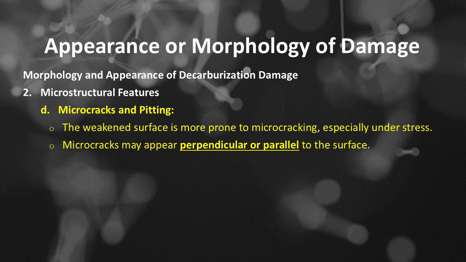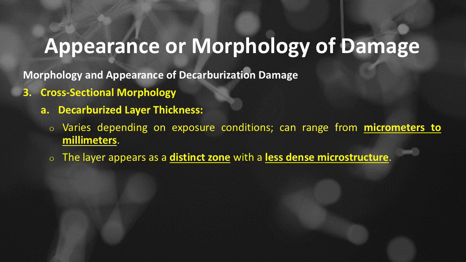Number D of microstructural features is microcracks and pitting. The weakened surface is more prone to microcracking, especially under stress. Microcracks may appear perpendicular or parallel to the surface. Number 3 of the morphology and appearance of decarburization damage is cross-sectional morphology. Number A, decarburized layer thickness, varies depending on exposure conditions, can range from micrometers to millimeters.